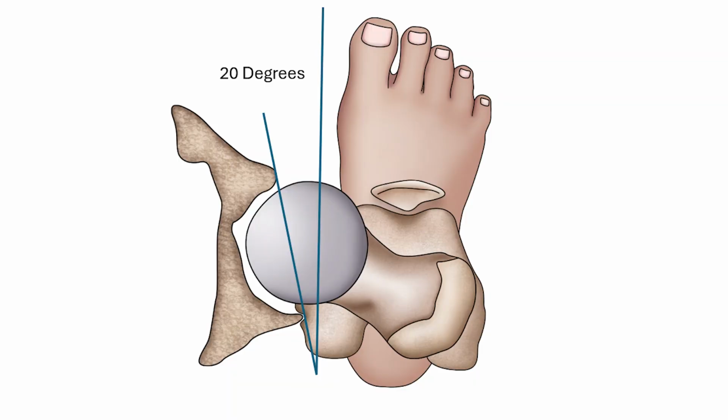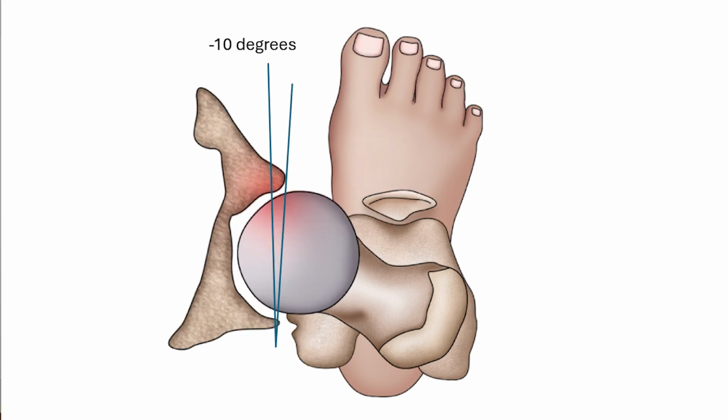Normally, the acetabulum should be facing forwards around 10 to 25 degrees. This is called acetabular anteversion. So the normal acetabular anteversion is from 10 to 25 degrees. Now, if that version is lower than 10 degrees, we call it acetabular retroversion.